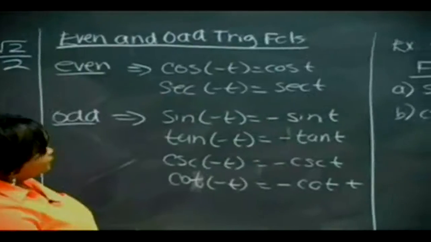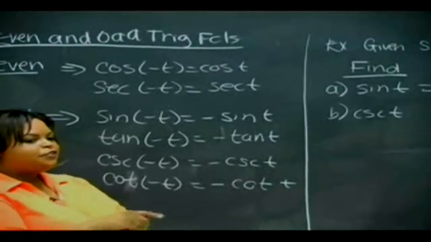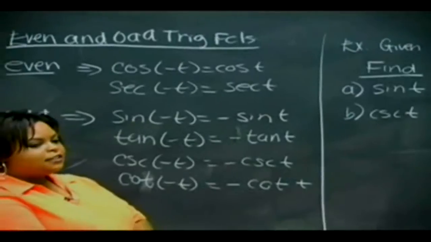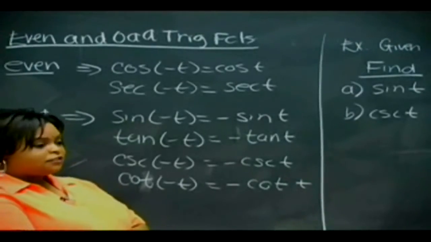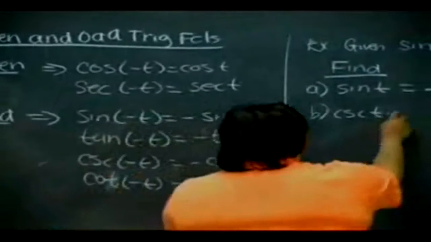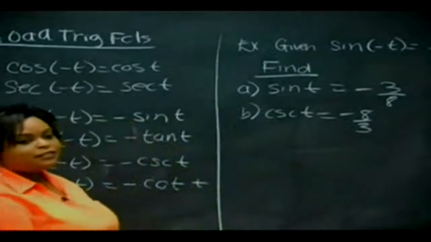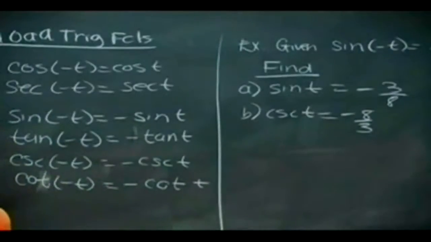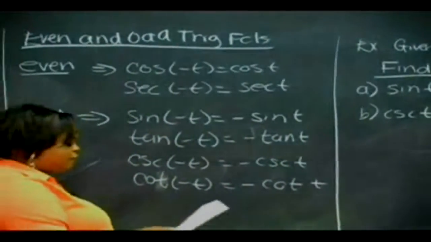What's cosecant? Here we're using something different. We're using that cosecant and sine are reciprocal functions. And that means we take the reciprocal, which is negative 8/3. Reciprocal functions. Now, remember that from a few minutes ago?